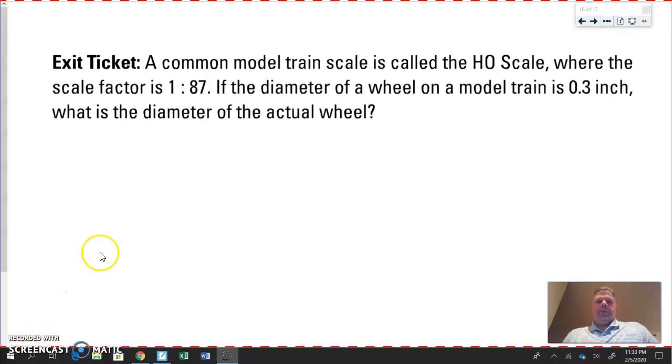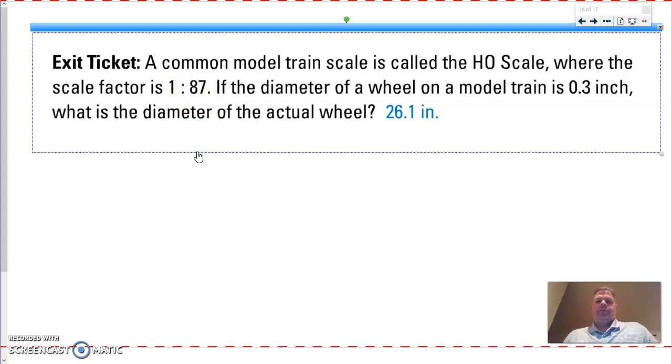Hopefully you were able to say something like 1 over 87 equals 0.3 over x. When you multiply 0.3 by 87, you get your answer of 26 1/10 inches. So the actual wheel diameter was 26 1/10 inches.